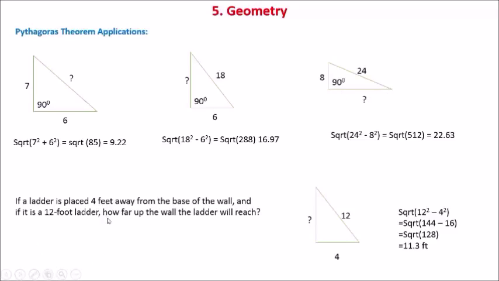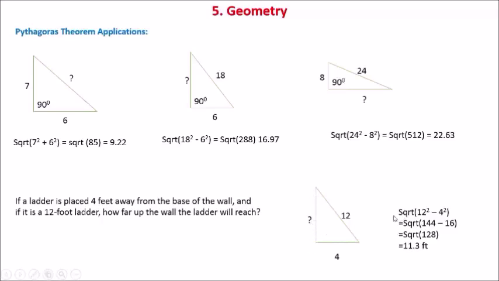So let's do another problem on the bottom here. If a ladder is placed 4 feet away from the base of the wall, and it is a 12-foot ladder, how far up the wall will the ladder reach? So this is the wall here. The ladder is exactly 12 feet here, and from the wall, it's 4 feet away. Now we want to find this distance here, right?